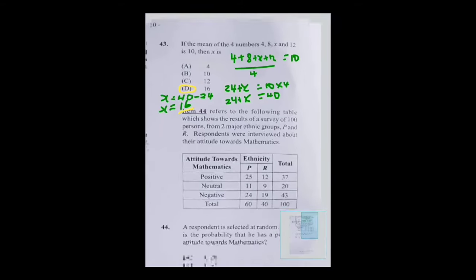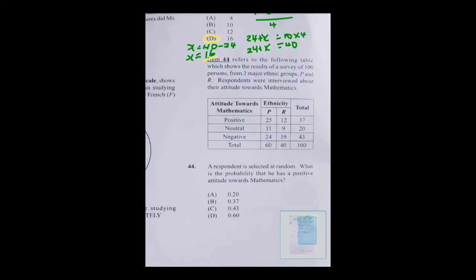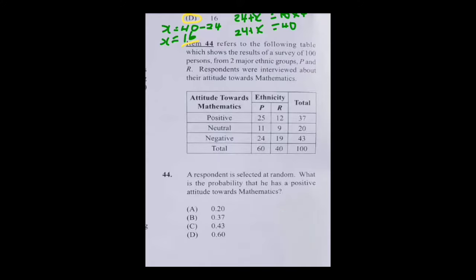Moving on, let's work question 44, proportions. It says item 44 refers to the following table, which shows the results of a survey of 100 persons from two major ethnic groups, P and R.